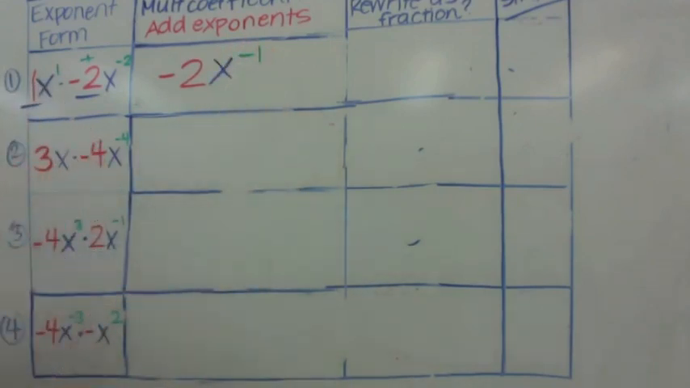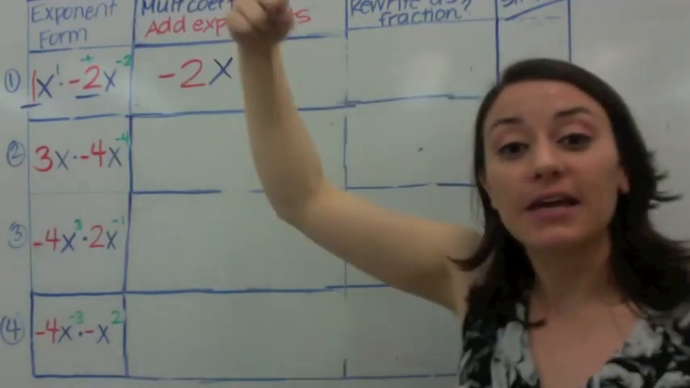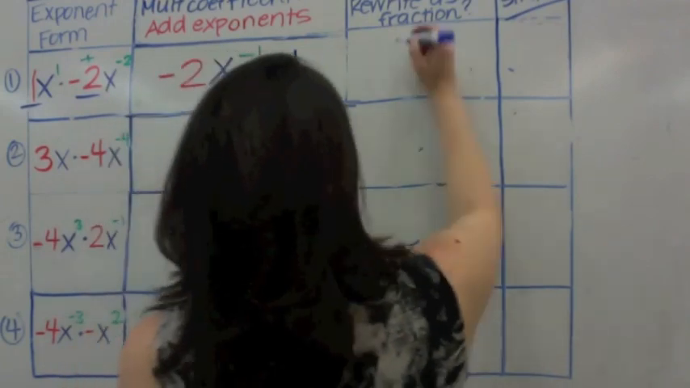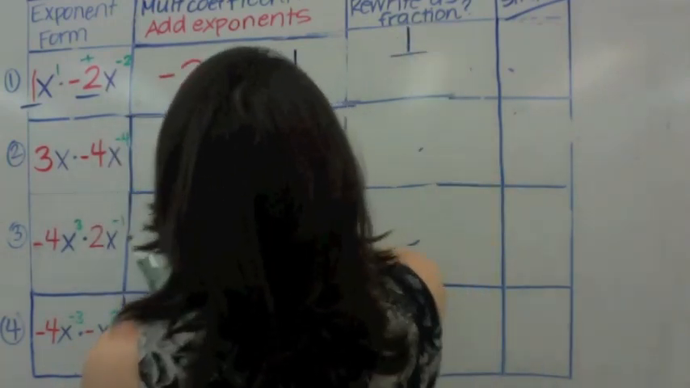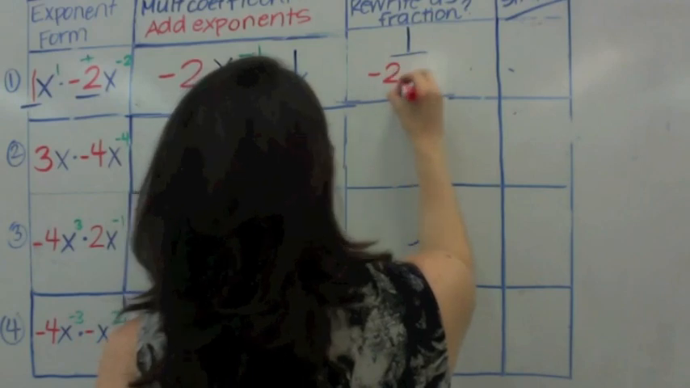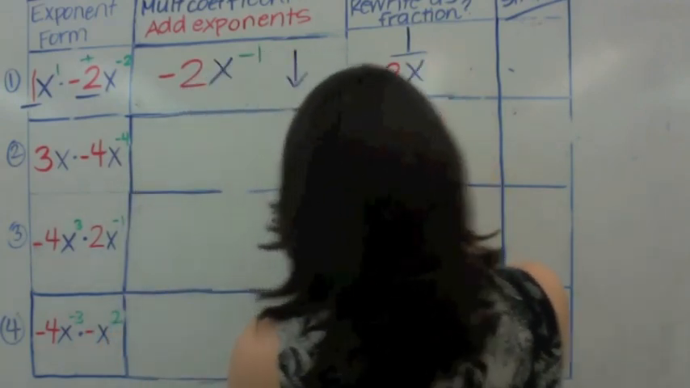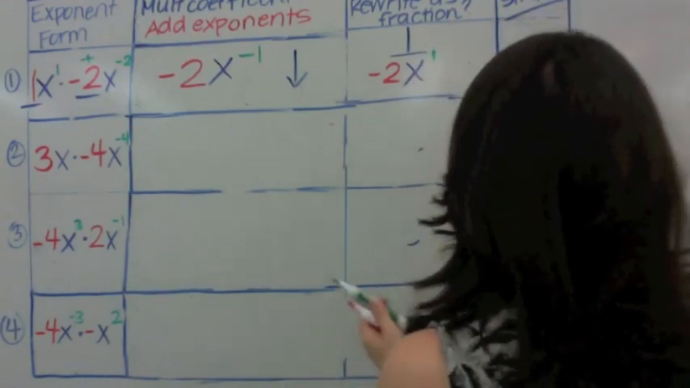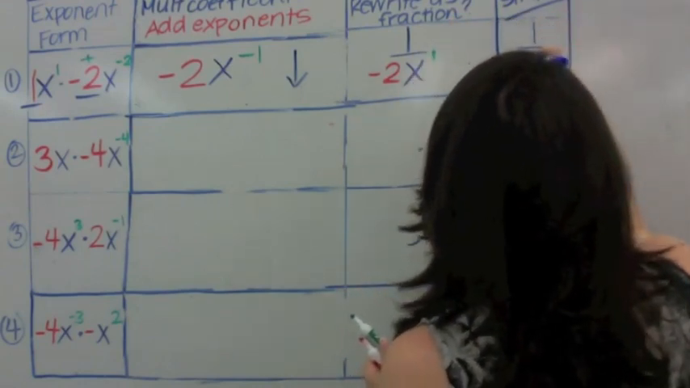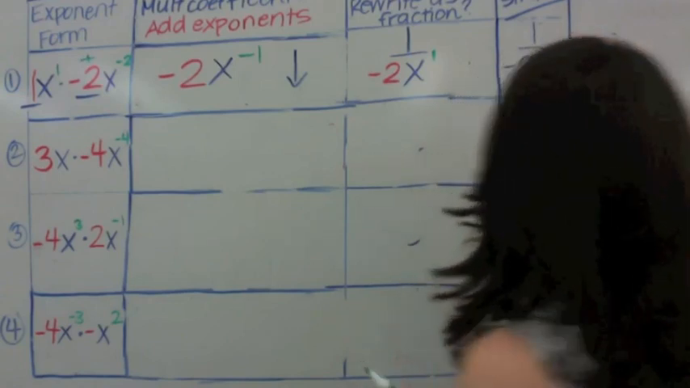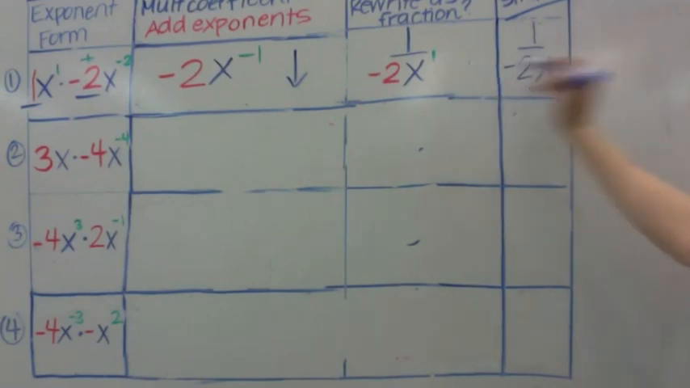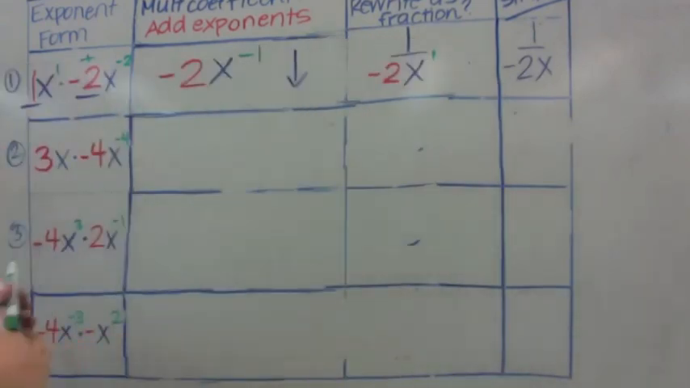Do you have to rewrite this as a fraction? Yes. Negative and up, move it down. We're going to move this down, and it's going to be 1 over. Keep the negative coefficient, negative 2x to the power now of positive 1. So you rewrite it as 1 over negative 2x to the power of 1. If you want to leave that 1 off, you could. It's saying the same thing. X to the power of 1 is the same as x. Here we go, next one.